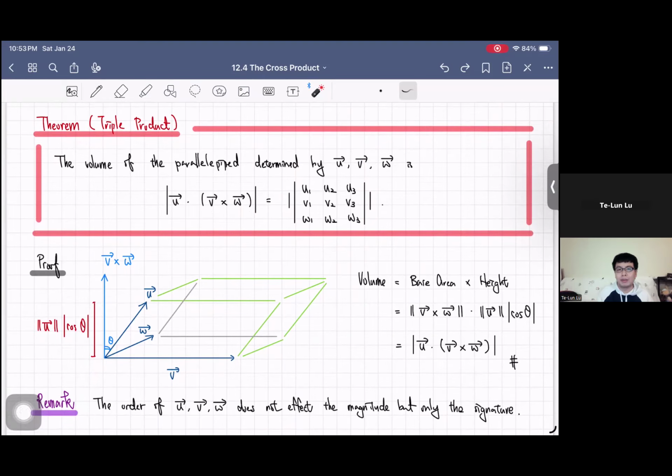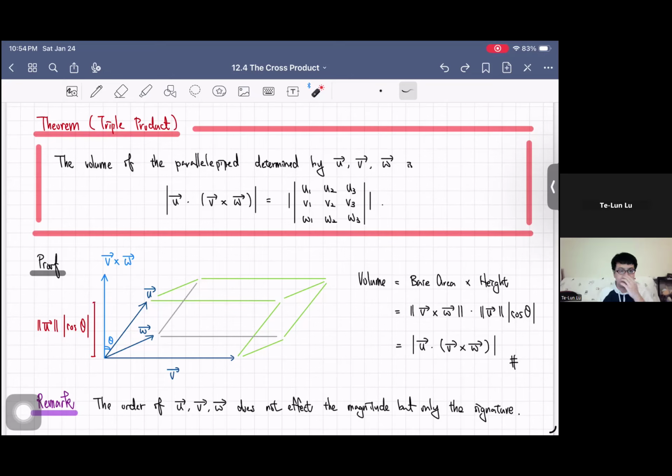A parallelepiped determined by three vectors is basically the thing I drew here. You have U, V, and W, right? And the parallelepiped is just like a parallelogram, but now you are in a 3D space. So you have this, this, and this. And that gives you a three-dimensional solid.